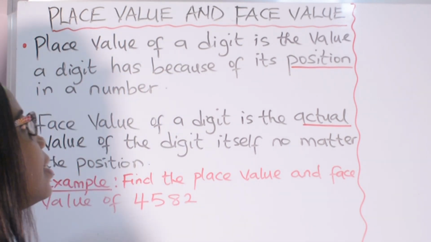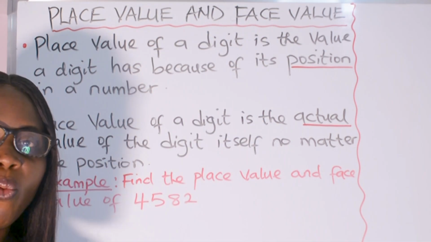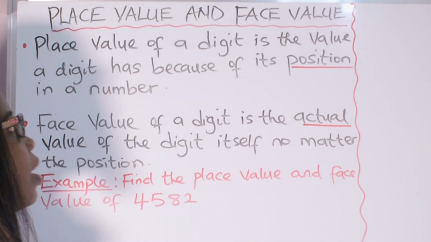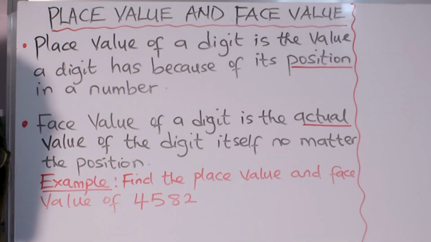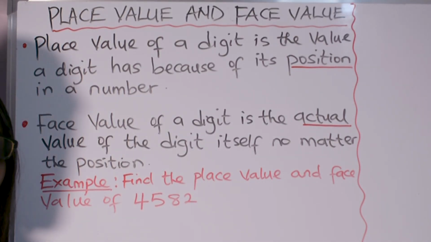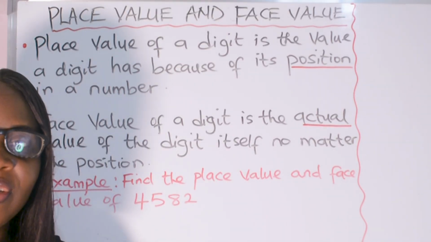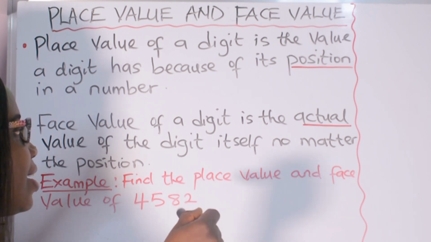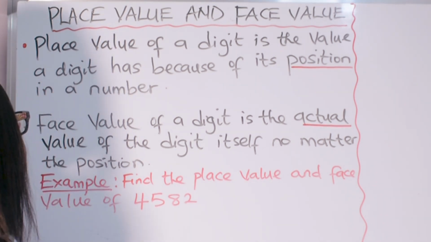Today we are looking at place value and face value. What is a place value and what is a face value? Place value of a digit is the value a digit has because of its position in a number, while face value of a digit is the actual value of that digit itself, no matter the position.